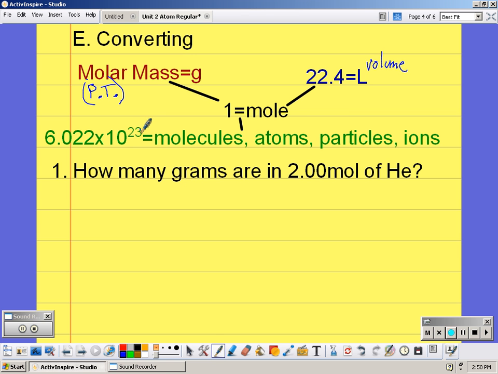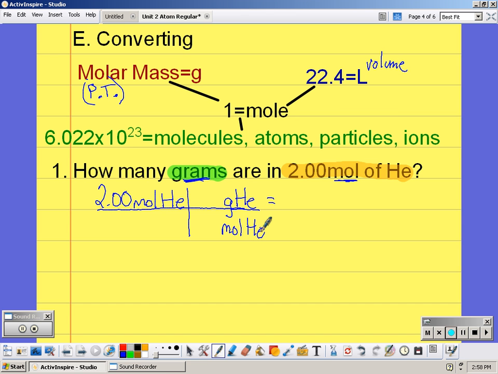So in number 1, if we highlight what we're given, 2.00 moles of helium, and we're looking for grams. So you start with your given, 2.00 mole helium. Make sure you have 3 things, the number, the unit, and the substance. You would set up your table. The given unit, which is mole, would go on the bottom. The unknown unit, which is grams in this case, would go on top. You would still need your substance, helium.